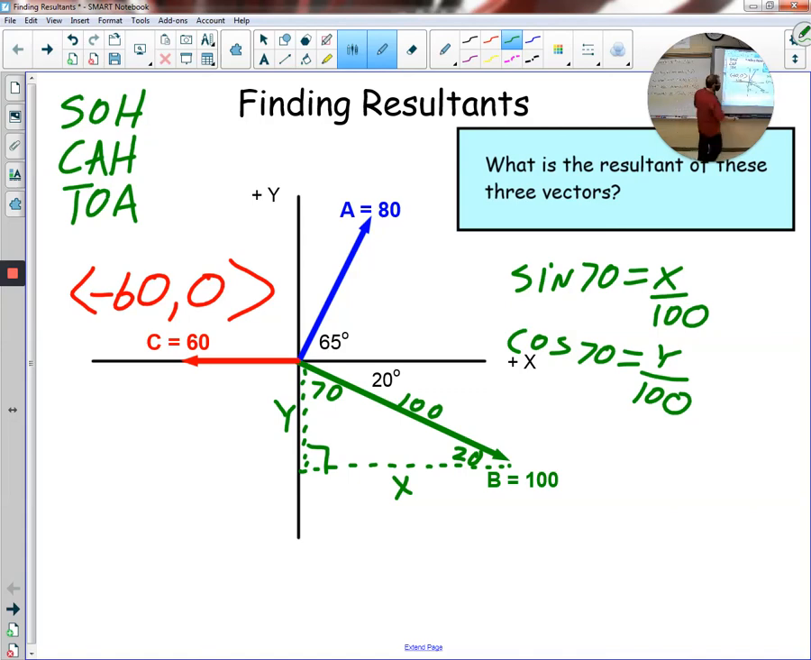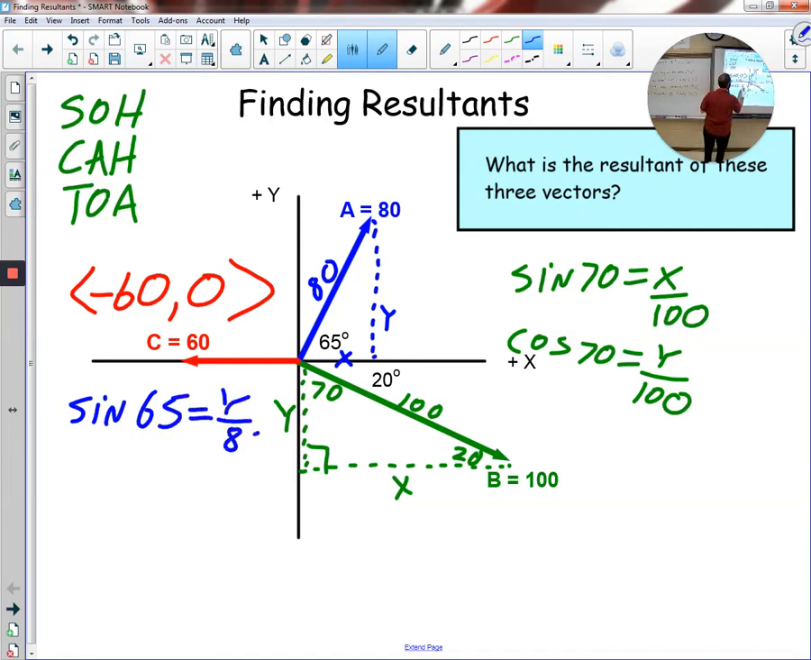Let's go look at our blue one. Here's our triangle, here's our x, here's our y, and our hypotenuse is 80. So if we say sine of 65 is y over 80, and cosine of 65 equals x over 80, then we can get x and y components for each of these vectors, right? So I'll let you get yours.